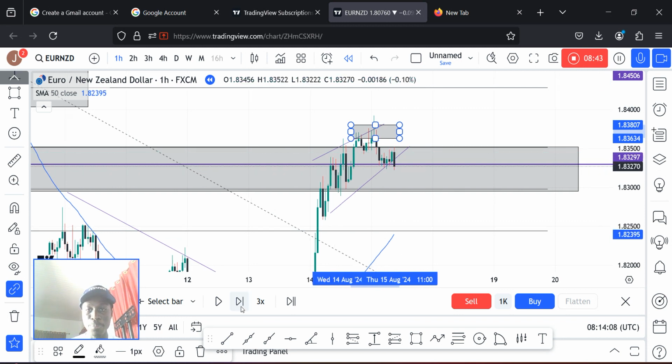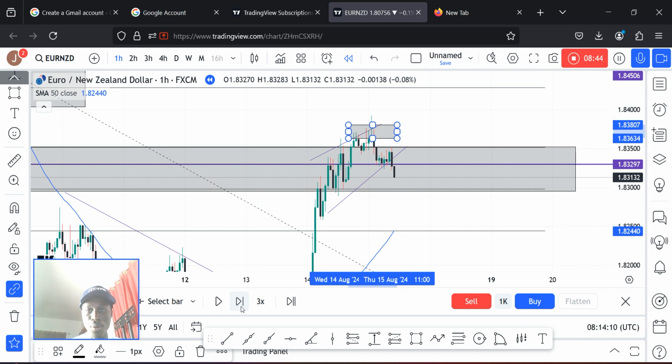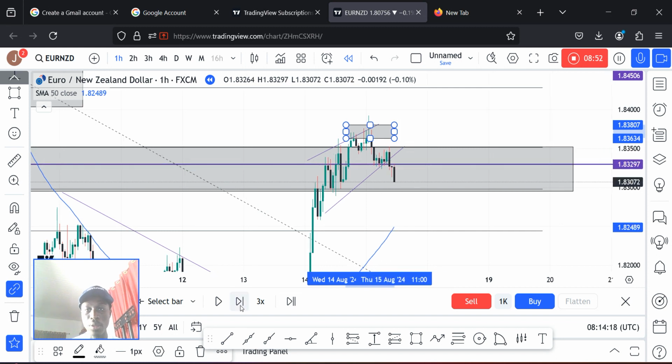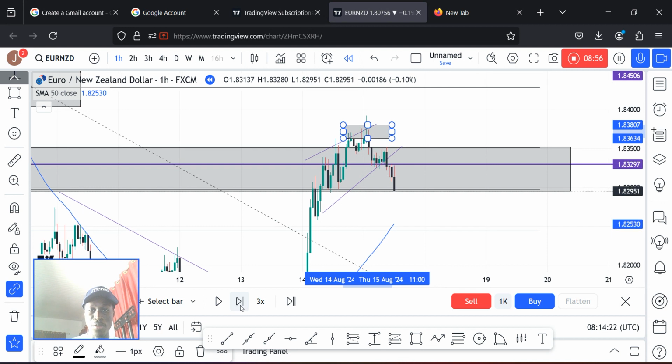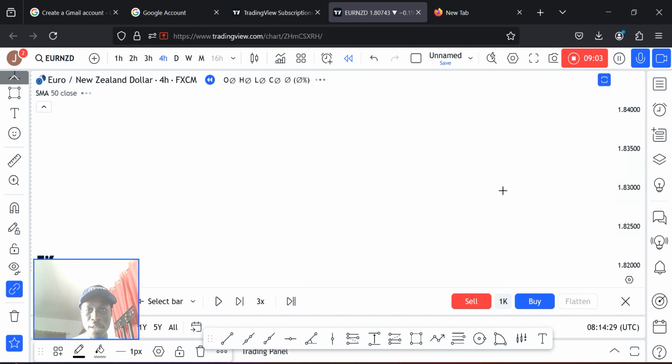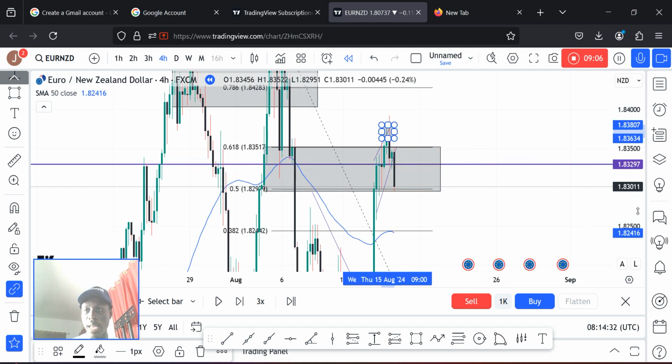So what do we see? Now we can clearly see price has broken out, and we will be looking for a retest to the trend line again, and then we move down. So since the market has broken out on the 1 hour time frame, what do we expect on the 4 hour time frame?